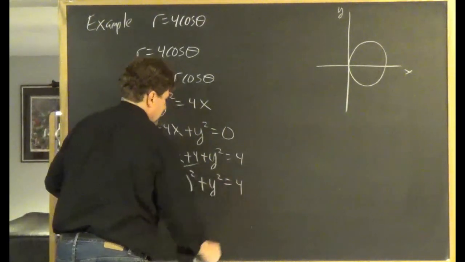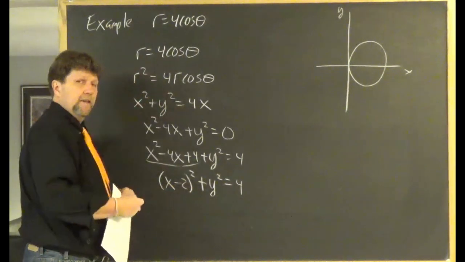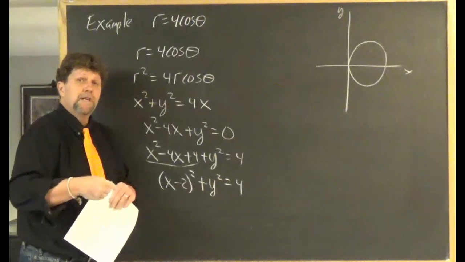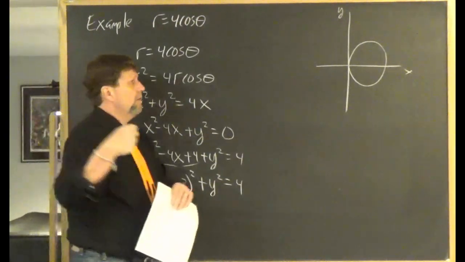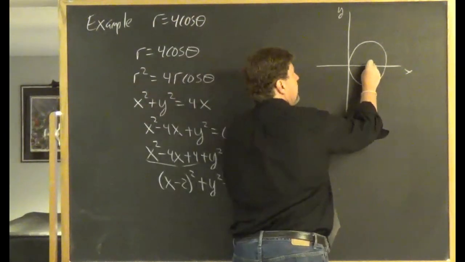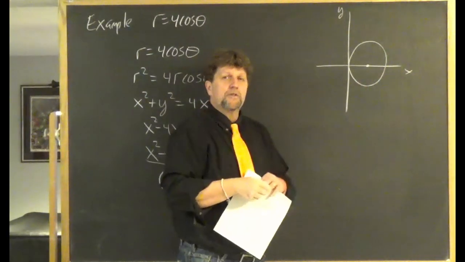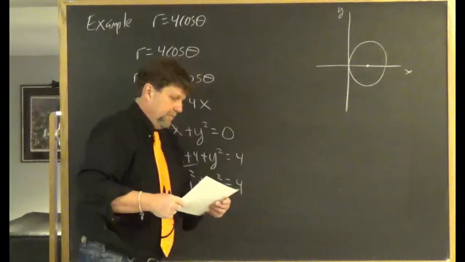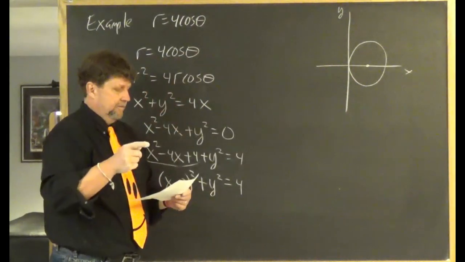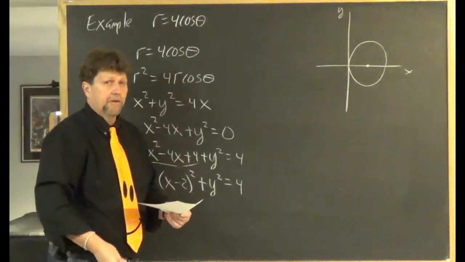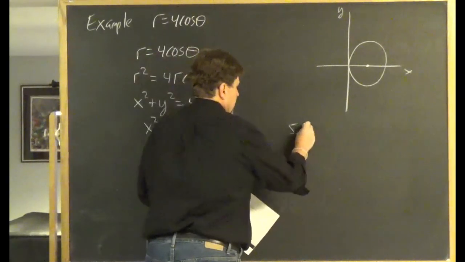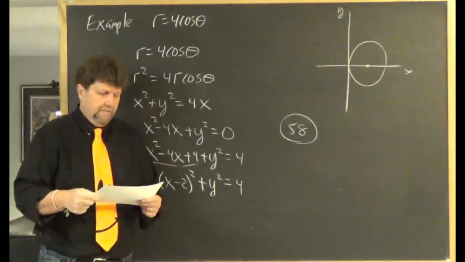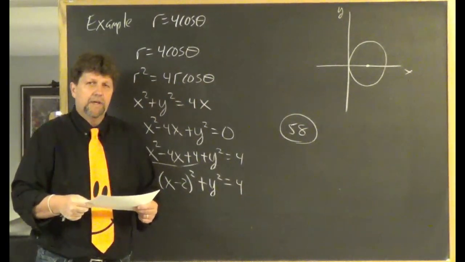Plus y squared equals 4. This rectangular equation tells me we have a circle centered at the point (2, 0) with a radius of 2, which is exactly what the graph looked like. Okay, so now, just to practice doing some graphs of polar equations, why don't you give number 58 a try and see what you come up with.